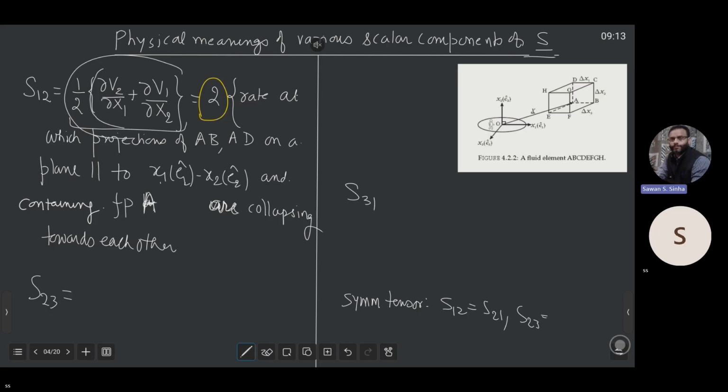This has a physical meaning, what I have circled here. What is the physical meaning of that? The rate at which edges AB and AD, their projections, the rate at which the projections of AB and AD on which plane? On which plane?